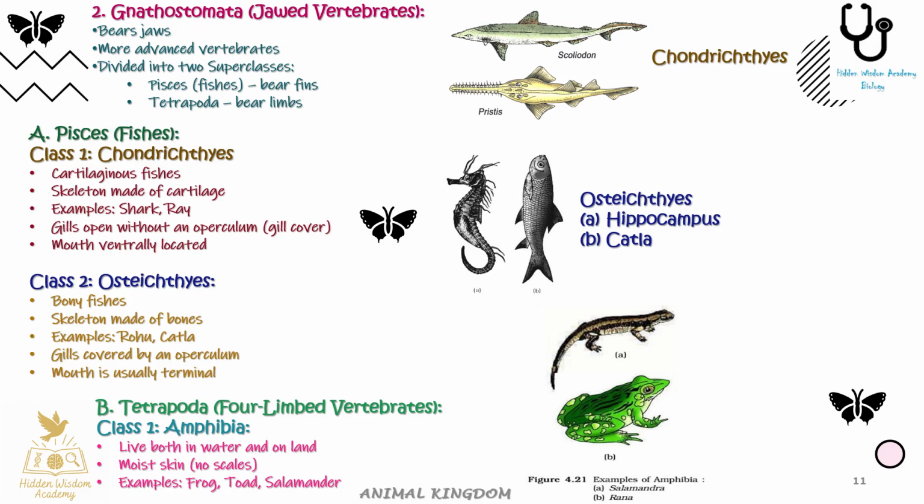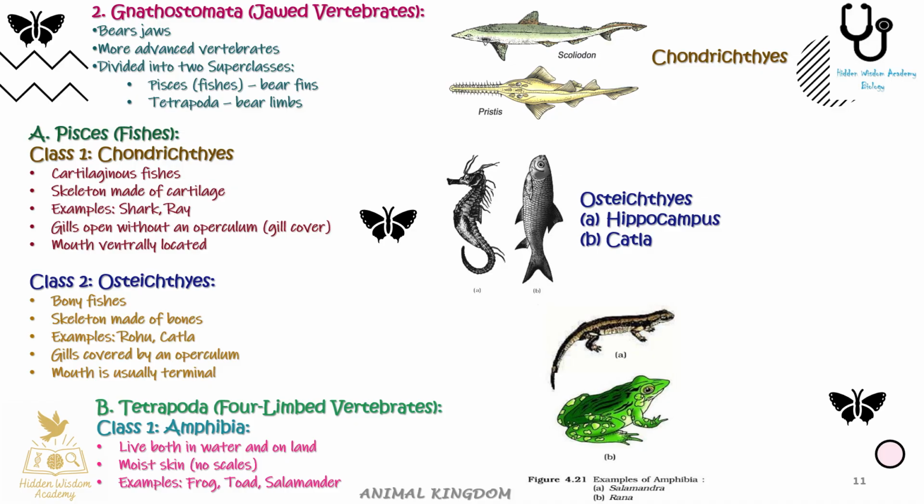They have a skeleton made entirely of cartilage, gills that open directly without an operculum or gill cover, and a ventrally located mouth. The second class under Pisces is Osteichthyes, or bony fishes. These fishes, such as rohu and katla, have a skeleton made of bone, gills covered by an operculum, and usually a terminal mouth. Moving on to Tetrapoda, the first class is Amphibia.